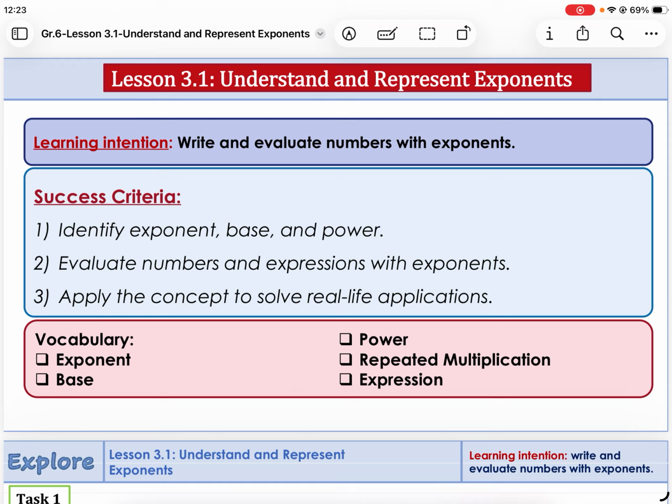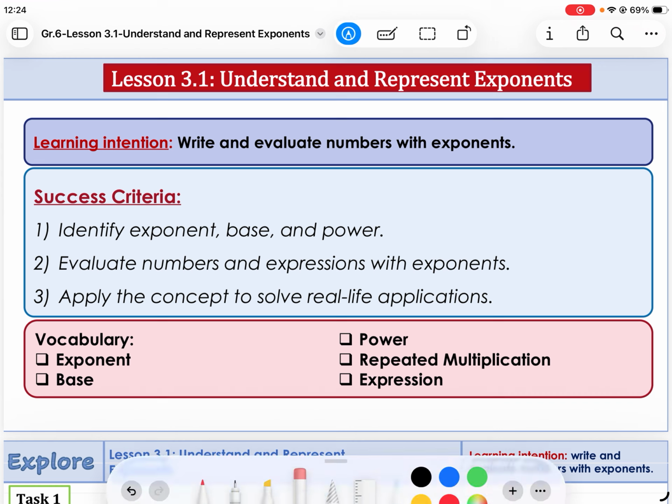The first thing we're going to do is identify the exponent, the base, and the power. Number two, we're going to evaluate numbers and expressions with exponents. That includes sometimes, in most of the questions, comparing expressions with exponents. And number three, we're going to apply this knowledge, inshallah, to solve word problems.